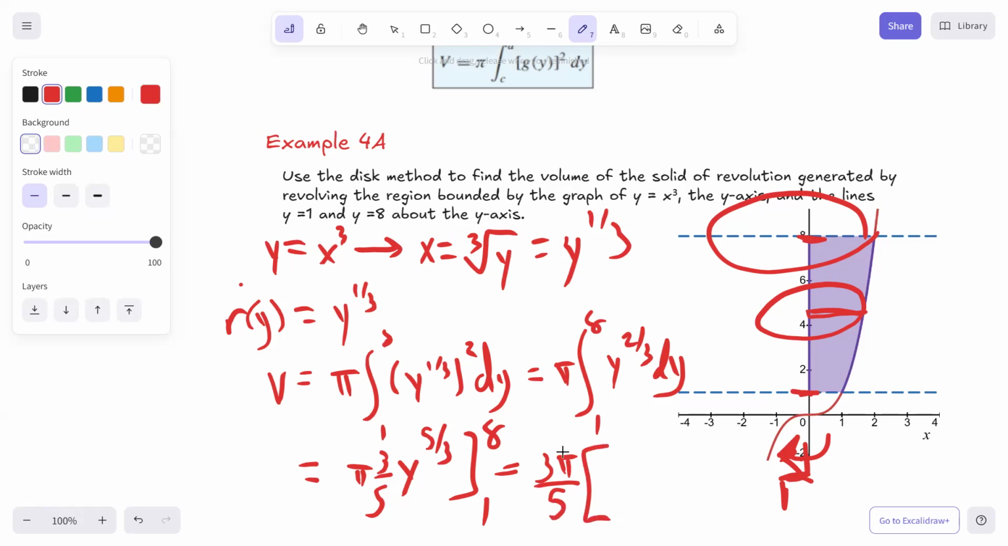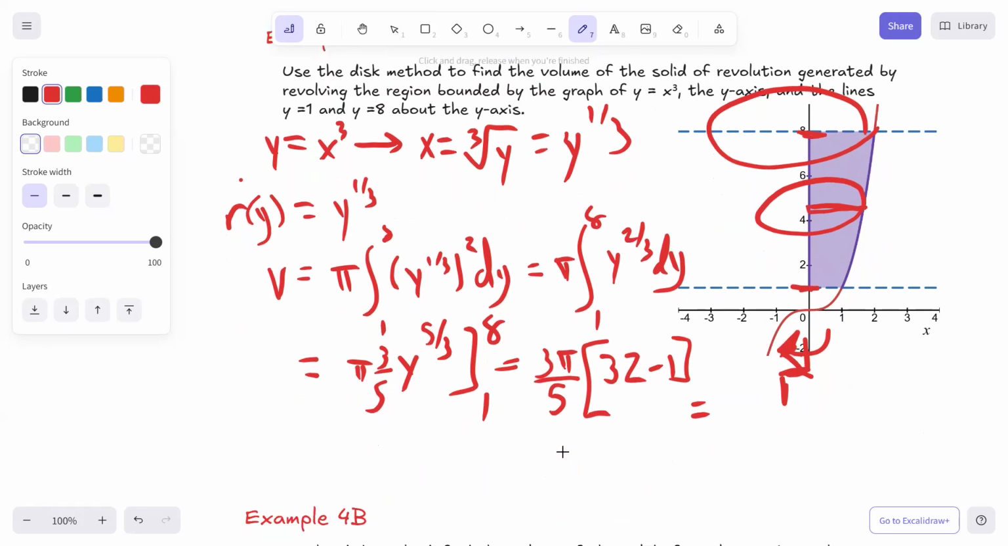You plug 8 in. The 5/3 power is like taking the cube root of something and then raising it to the 5th power, or raising it to the 5th power and then taking the cube root of it. Well, cube root of 8 is 2, and 2 to the 5th is 32. And then when you plug in 1, you just get 1 there. So you end up with 31 times the 3 pi over 5, which is going to give us 93 fifths pi. And it would be cubic units, whatever those would be for that situation. They didn't give us the units.